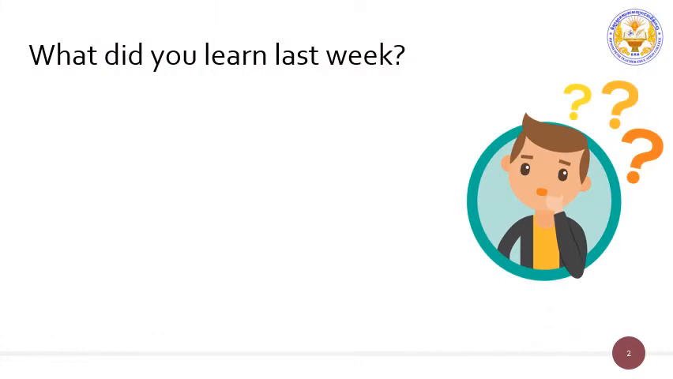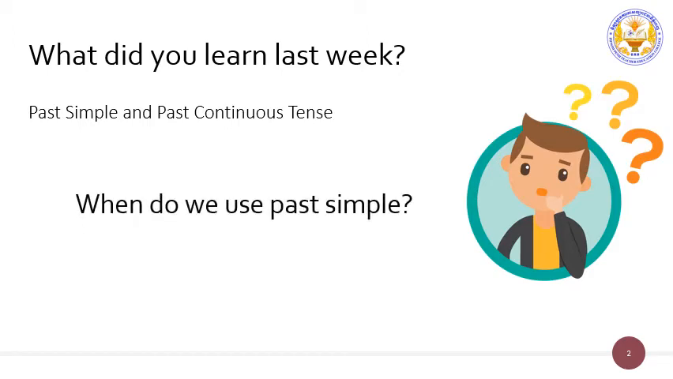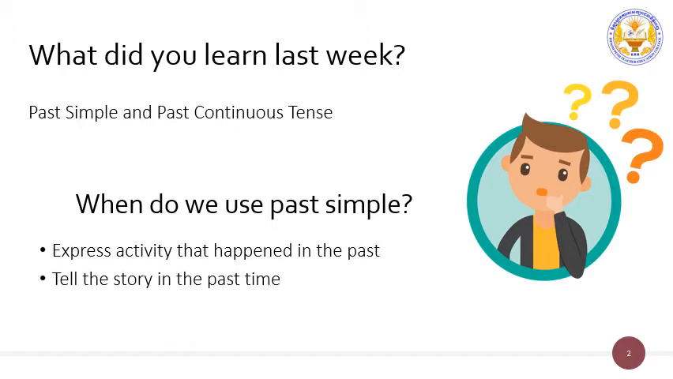Lesson. What did we learn last week? The same question that I already asked before we start the new lesson. Past simple and past continuous tense. So when do we use past simple? Anyone remember? We use past simple to express the action that happened in the past with the exact time, or when you want to tell the story that happened in the past time. So that we use past simple tense.